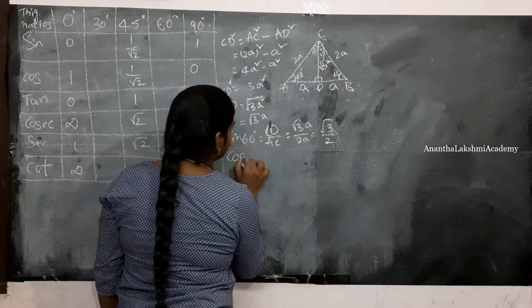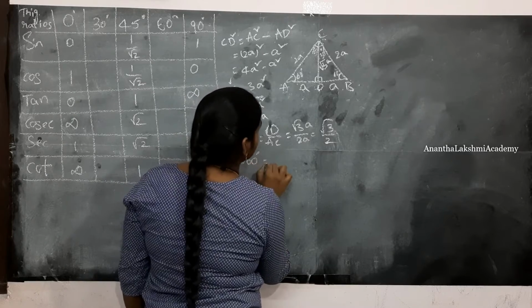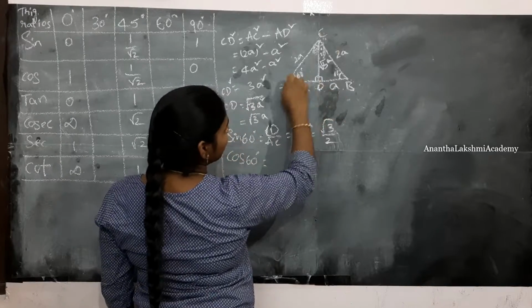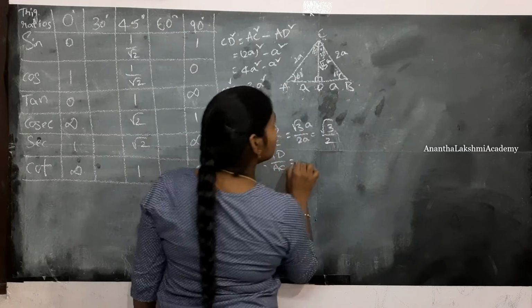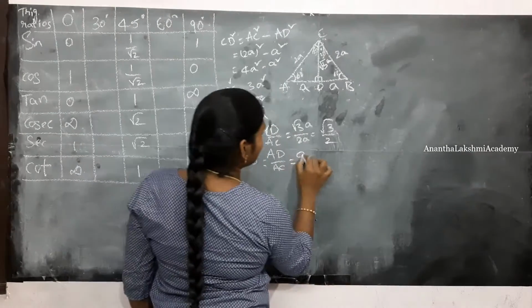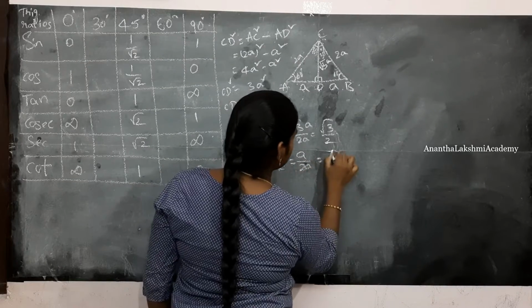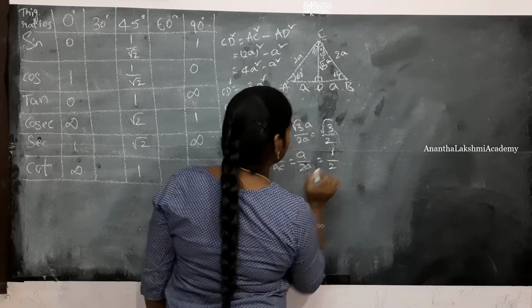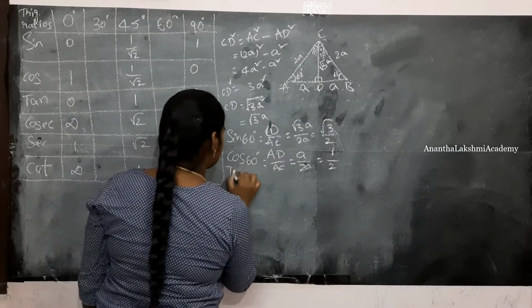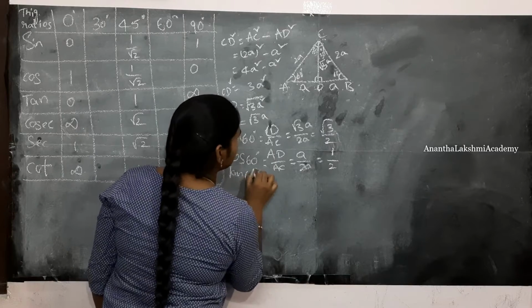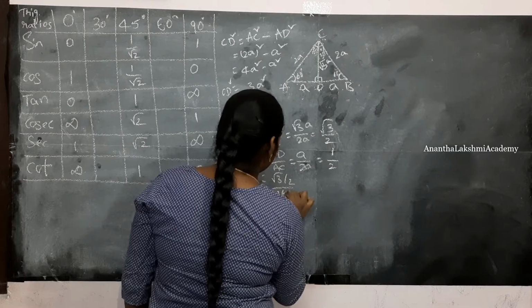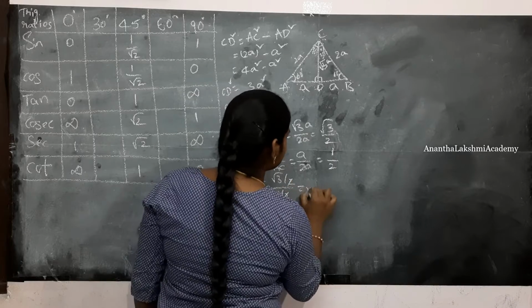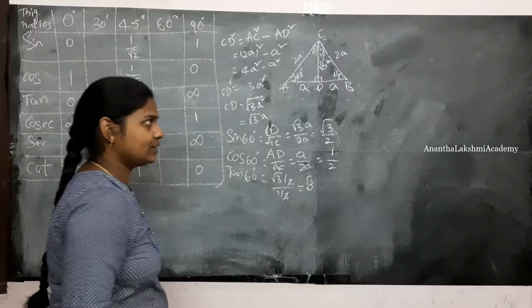Next, cos 60 degrees is nothing but AD by AC, which is A by 2A. It is nothing but 1 by 2. Next, tan 60 degrees. Sine by cos, root 3 by 2 by 1 by 2. This gets cancelled and the value is root 3.